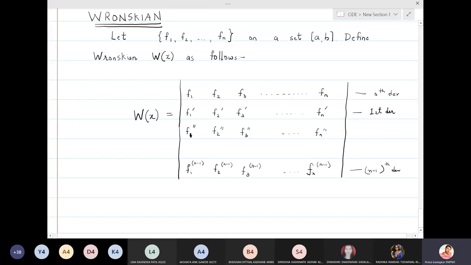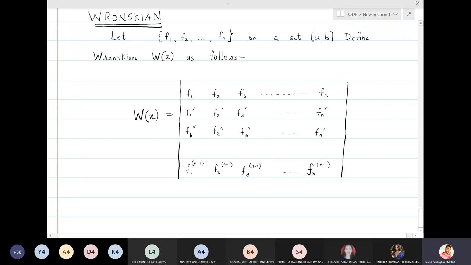Okay, now I will give you functions and ask you to find the Wronskian. You are supposed to just calculate the Wronskian. But the question you must ask me is, sir, after we find the Wronskian, how will we identify whether these functions are linearly independent or not? The answer to that question is very easy.